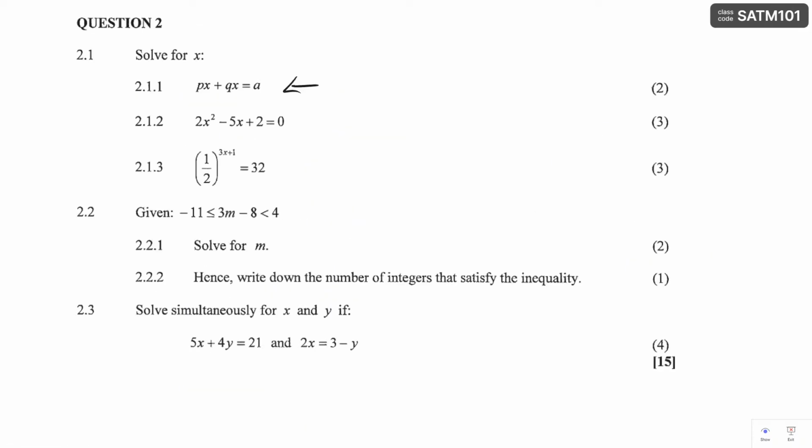So let's go to the next question. In the next question, you are given an exponent, which is half to the power 3x plus 1, and this equals 32. So they want you to solve for the value of x. So how can we do that? Let's check. It's question 2.1.3. We're given 1 over 2 to the power 3x plus 1 is equal to 32.